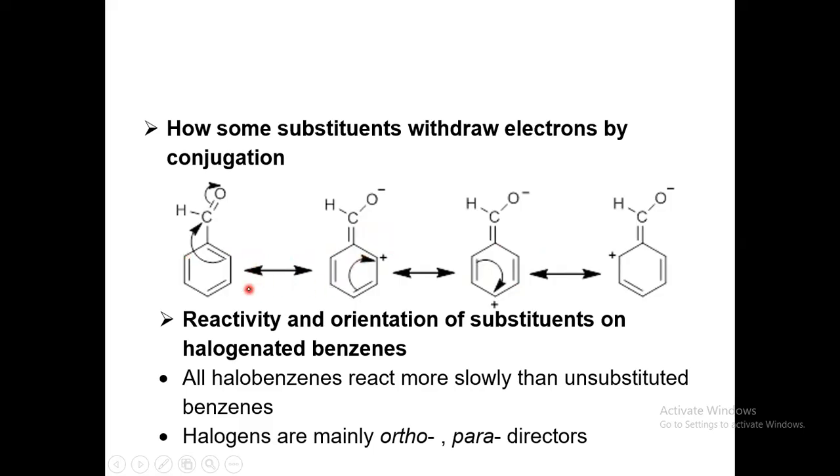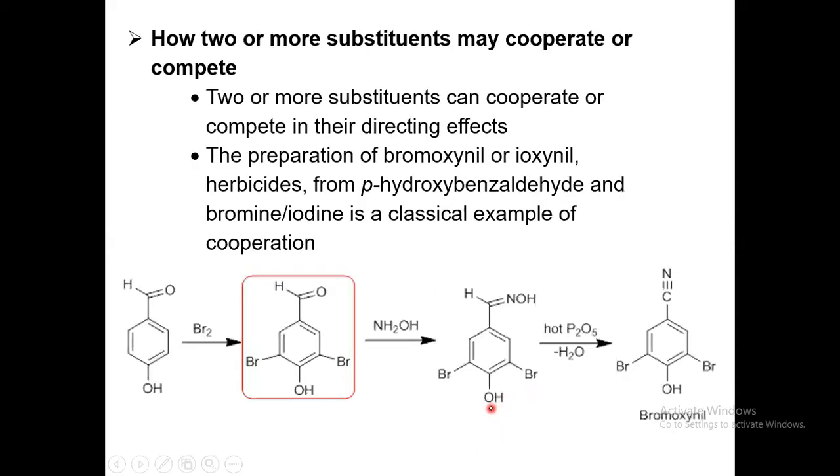Good. Now, the next thing we are talking about is the effect of halogens on benzene. So we are seeing that all halobenzenes react more slowly. They are deactivators. If there's a halogen on the benzene ring, it's a deactivator. But then it's also an ortho-para director. It's a deactivator and ortho-para director. So it's worth noting. They are deactivators and ortho-para directors.